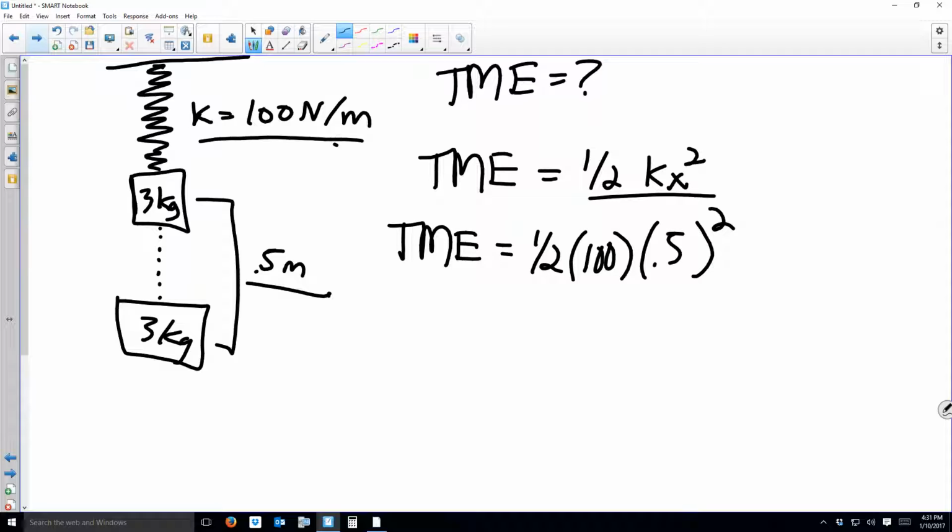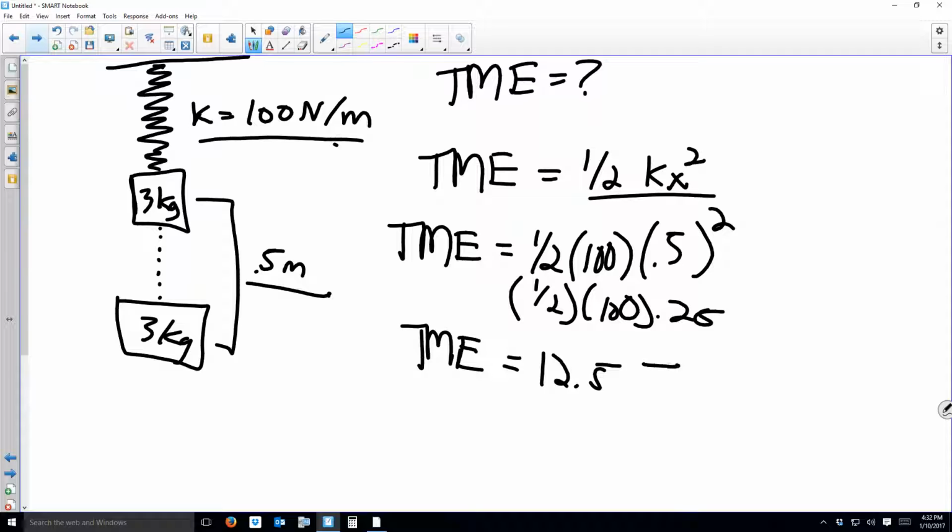This becomes 0.25, so we get 100 times that, and then times 1/2. So 1/2 of 25 is 12.5 is our total mechanical energy, and that is in joules. That is also equal to our potential energy at equilibrium. So a question could ask you for either, it could say, I'm sorry, not at equilibrium. That is at the peak or trough, at the amplitude. That's what I'll call it.